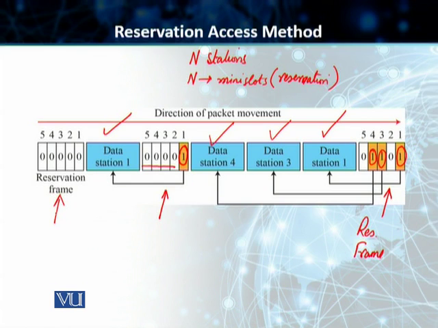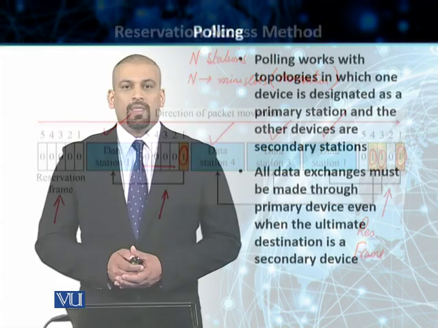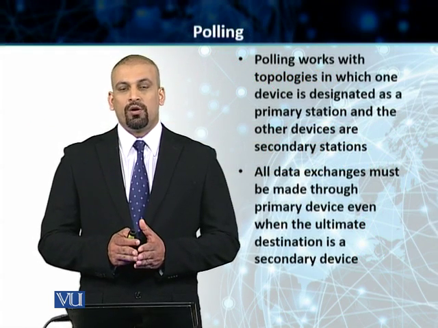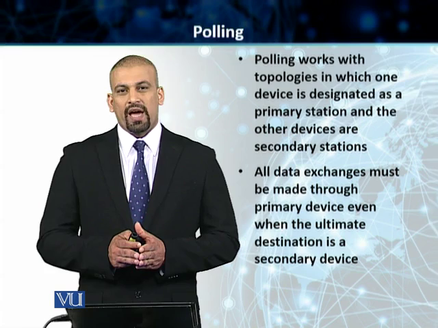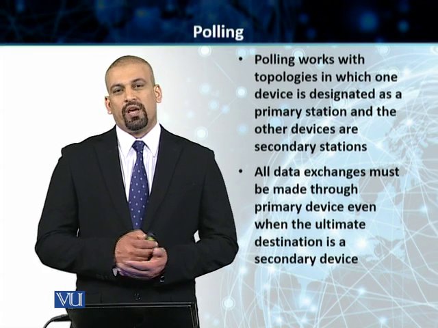So students, the basic concept of the reservation method of controlled access is that a reservation frame precedes the actual data frames, and the different stations who want to use the shared medium make reservations. Only after the reservation is made in the form of mini slots in this reservation frame can they send the data onto the shared medium. Students, the second method of controlled access is called polling.